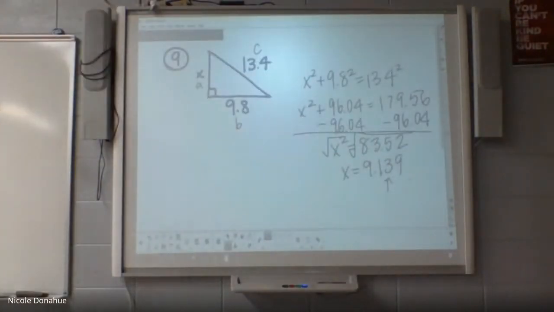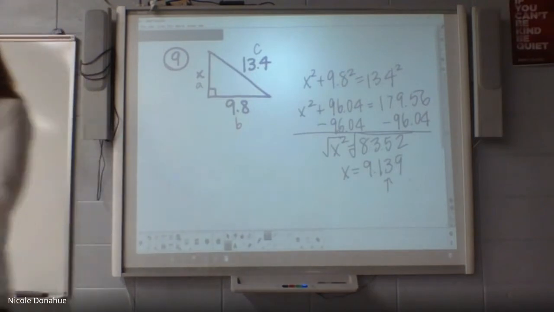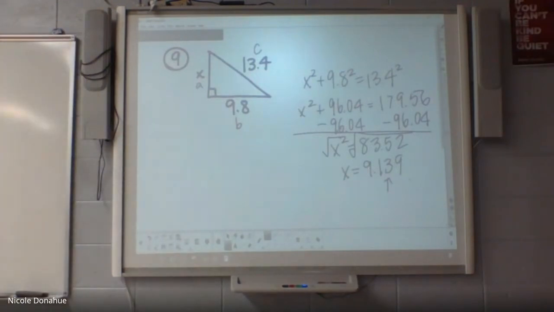I do wanna show you guys something though on your calculator, that if you haven't used this on your calculator, it's kind of a missed opportunity. So let me show you something that works really nicely.